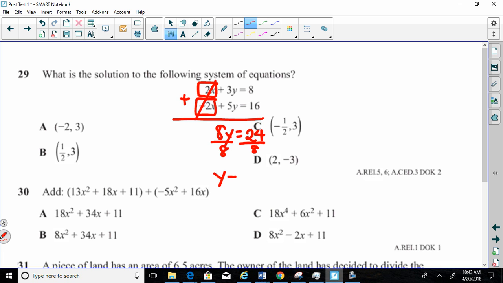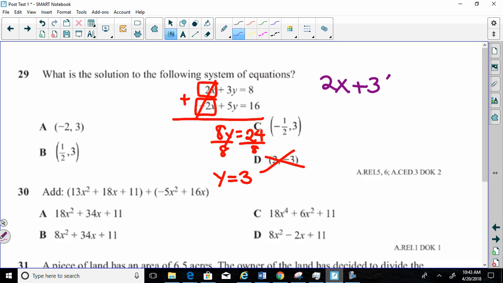And what do you get? 3. So which one can I eliminate off the bat? D. Just D, right? Because all the rest have 3 as y's. Now, what do I do? I plug it back in to get my y.